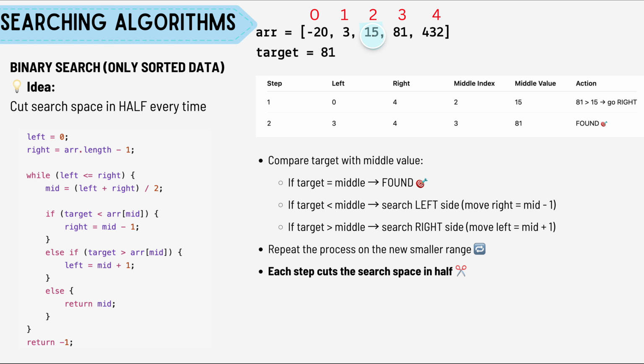And since the value is greater than 15, make sure you know that it only works on sorted data, by the way. You would just cut everything out. So nothing over here would be useful anymore. So you just cut it all out, and these two are the only useful things, and you check between them. Middle index is always to the left if you have an even number. So that would be 81, and done.